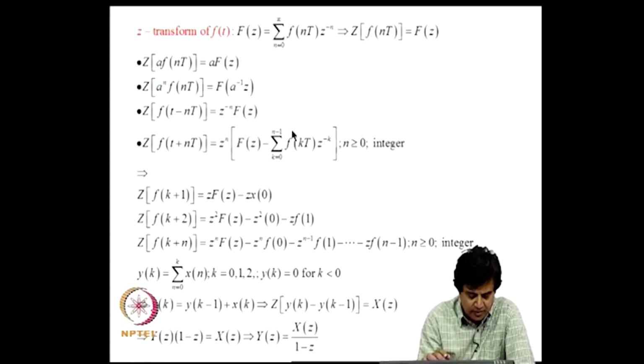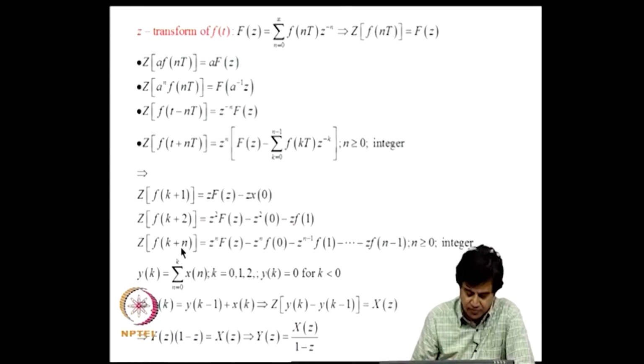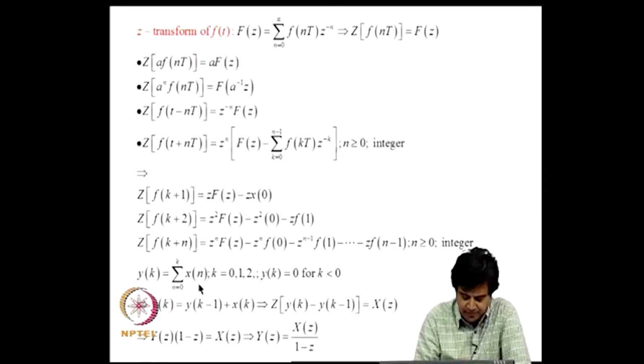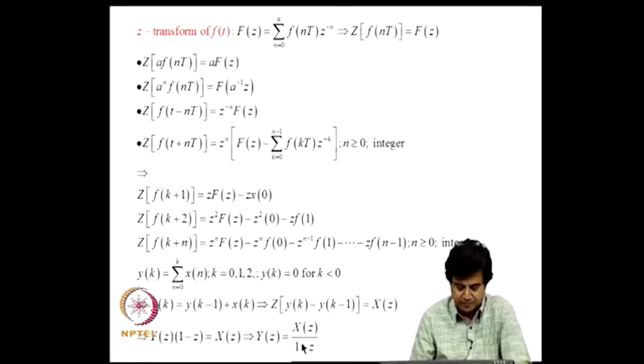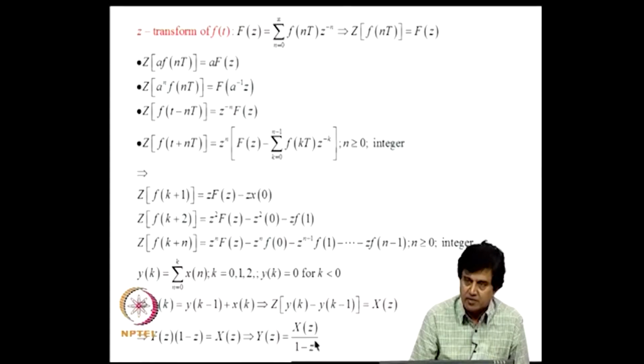Now, this can be used for k plus 1, k plus 2, k plus n, and so on and so forth. Suppose I now consider y of k to be the summation from n equal to 0 to k of x of n. If we have this y of k, I can write y of k as y of k minus 1 plus x of k. Now, if I take the z transform of y of k minus y of k minus 1, it is the z transform of x of k, which is x of z. So, from this I get y of z to be x of z divided by 1 minus z inverse. So, if there is a dynamical system which evolves as y k equal to y k minus 1 plus x k, then x of z divided by 1 minus z inverse would be its transfer function.